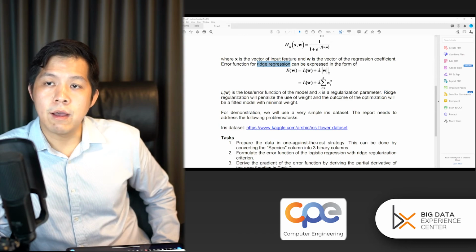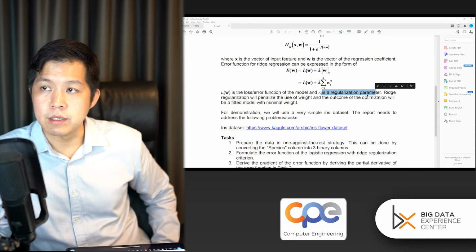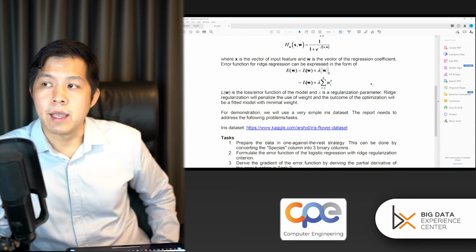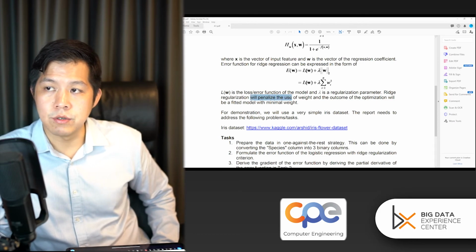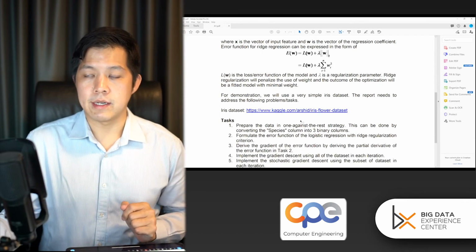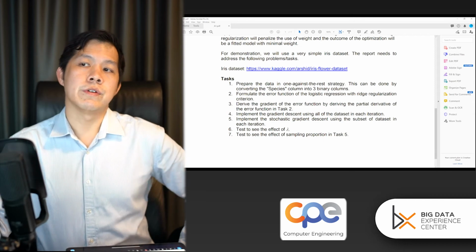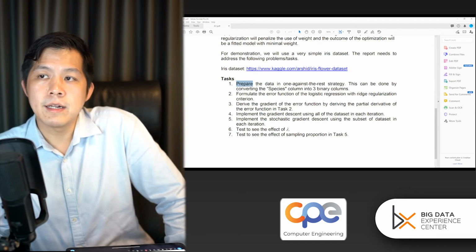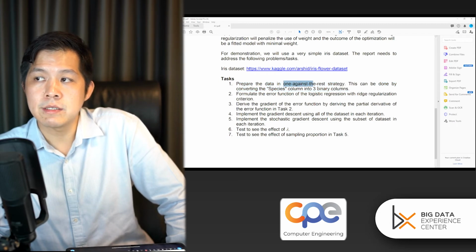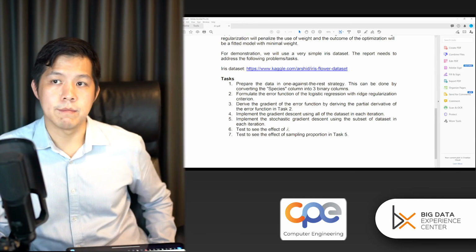So L(w) is the loss function, and lambda is the regularization parameter. Here it's controlling the balance between the loss and the weight, right? And ridge regression would penalize the use of the weight. Right? So here, you can download the iris data set. It doesn't matter, just simple data would do, because what I want you to do is this. So you need to prepare the data with a one against the rest strategy. One against the rest strategy means that you are calculating one column against the remaining columns.